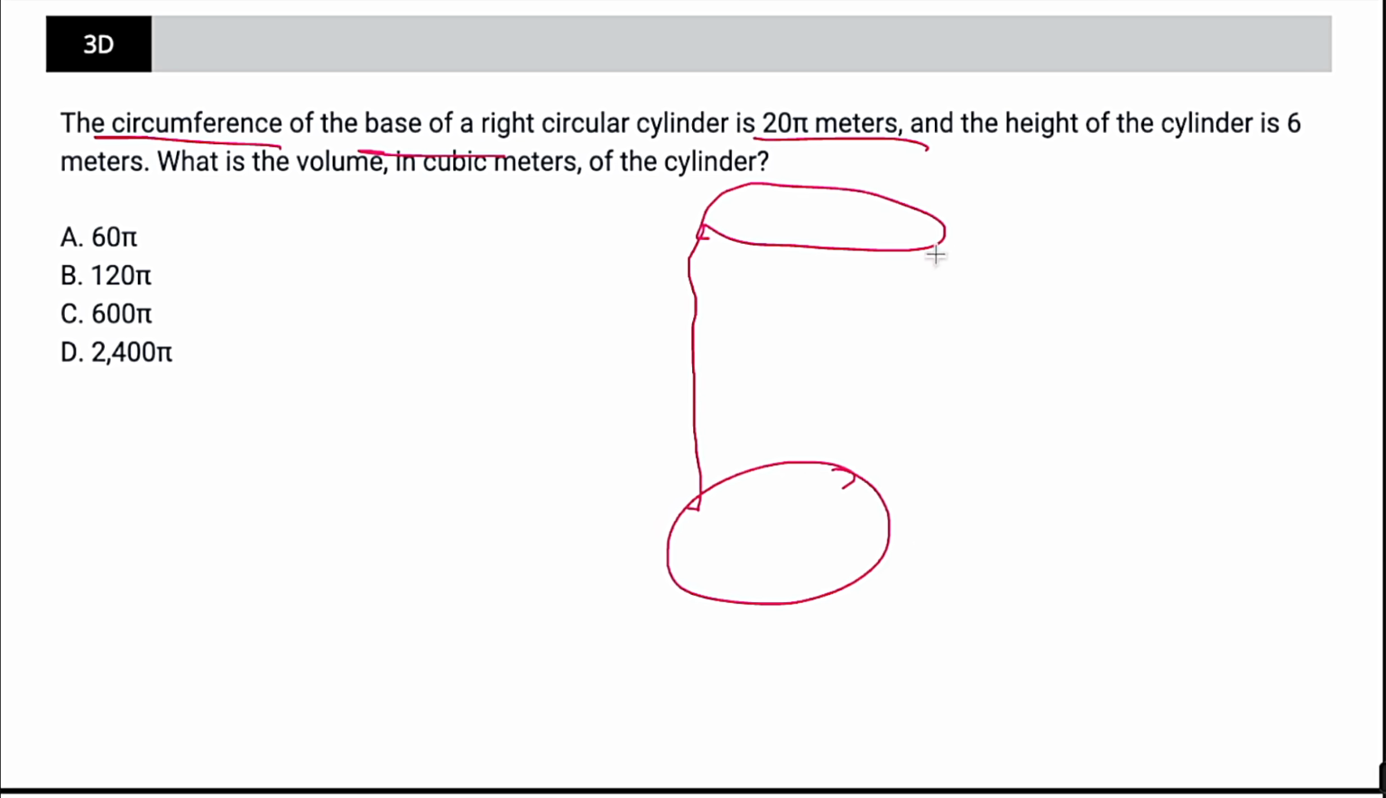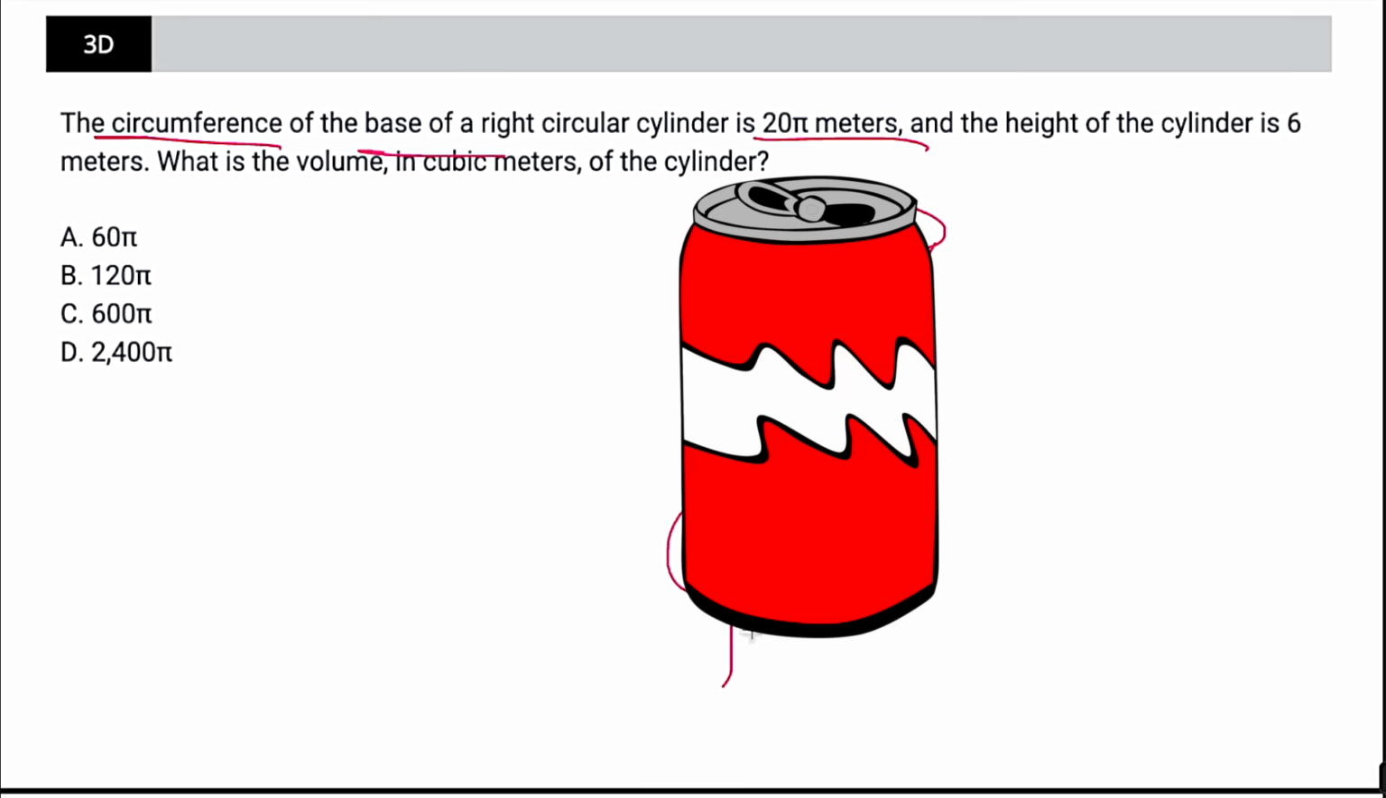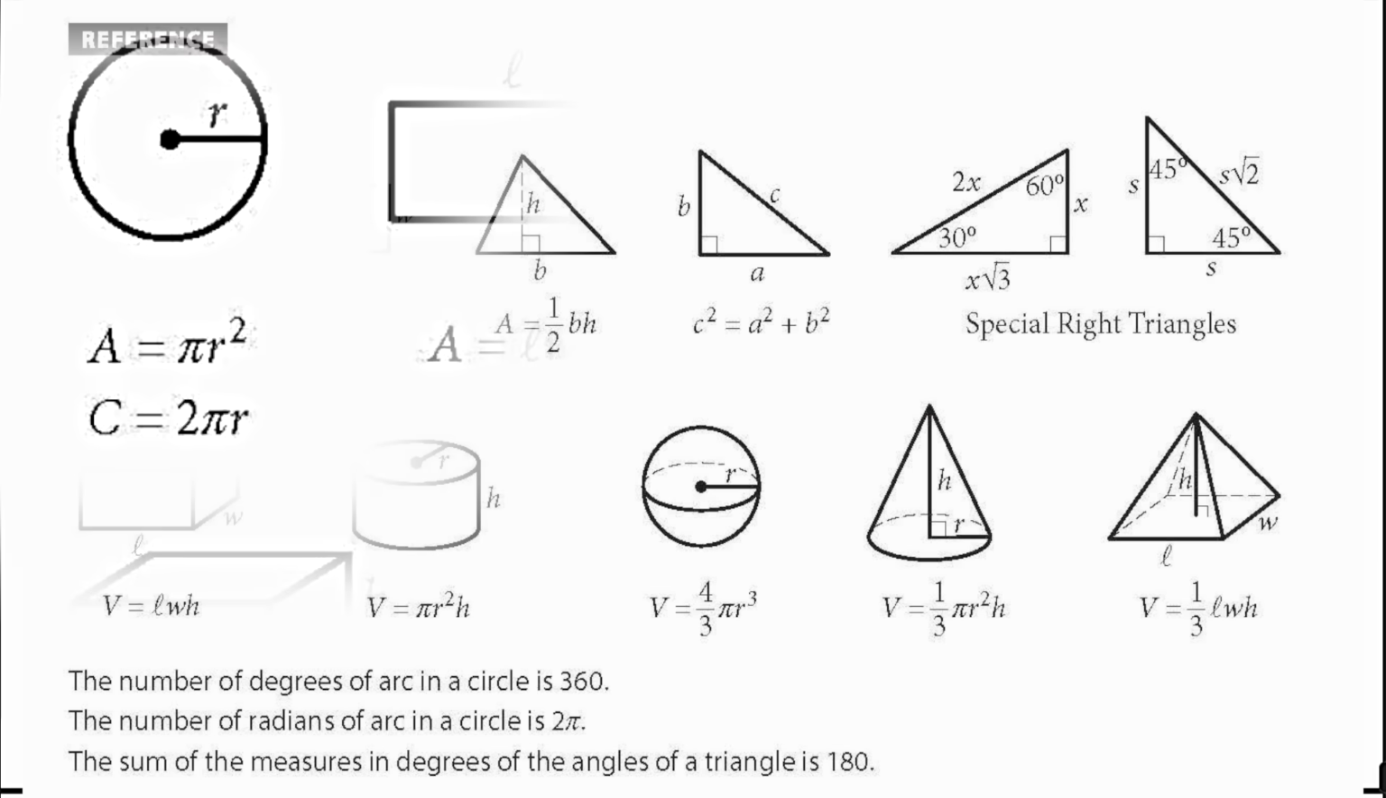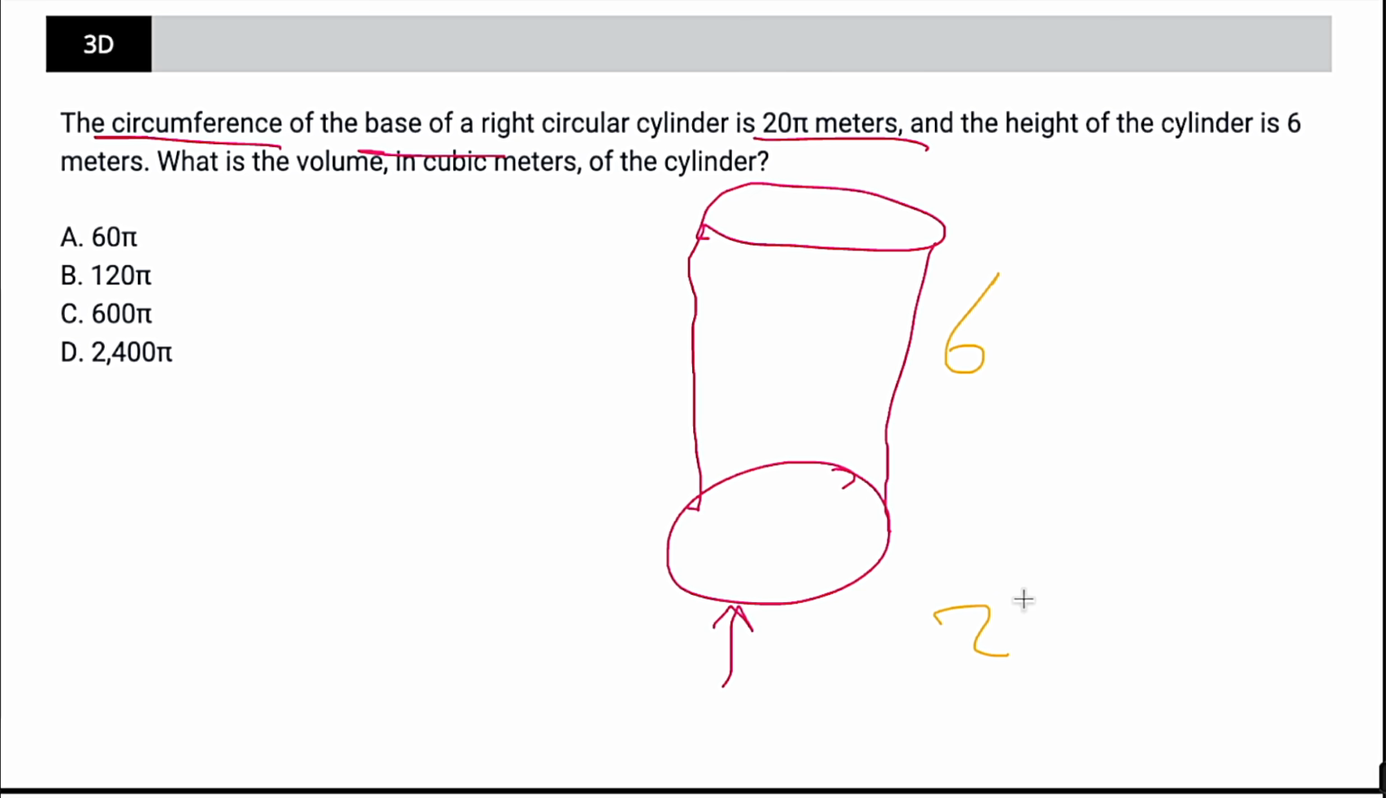Just pretend it looks like a soda can. This is the circle at the bottom, and it's saying the circumference all around it is going to be 20 pi meters. It's also telling us that it's 6 meters tall. So again, if you need the formula, it's in the cheat sheet, but circumference is 2 pi r, and we know that equals 20 pi. So from this, we can determine the radius, right? We just divide by 2 pi on both sides, and r ends up being 10.